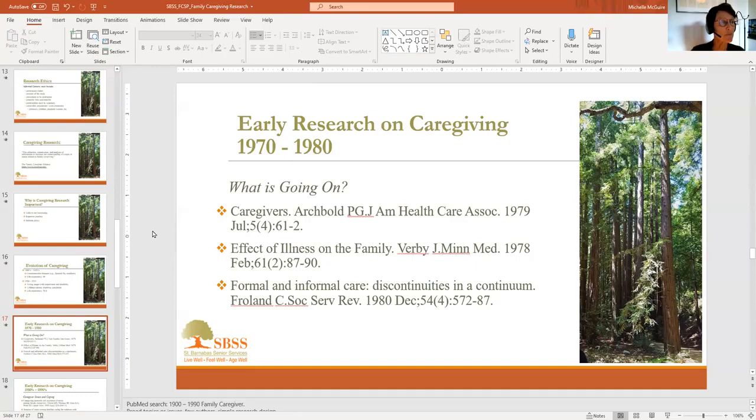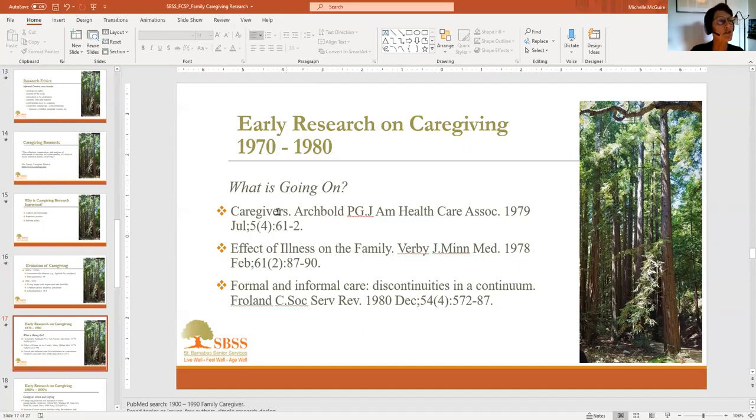And you'll see how the titles of these projects evolve. These are all research studies. They're articles basically. And you can see this one from 1979, 1978. This one's from 1980. Where I got these was from PubMed. It's a free public website that anybody can go on and search for medical research articles. And that's what I did. I went in there and I searched for family caregiving, 1970 to 1980. And this is some of what came up.